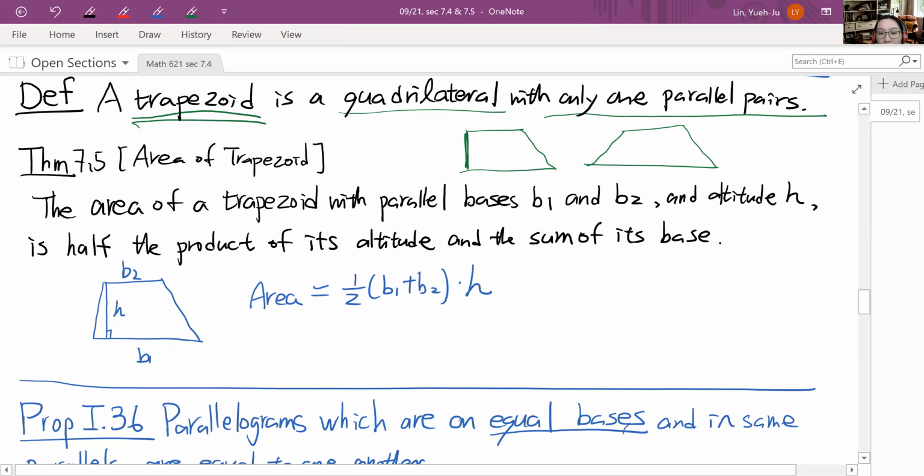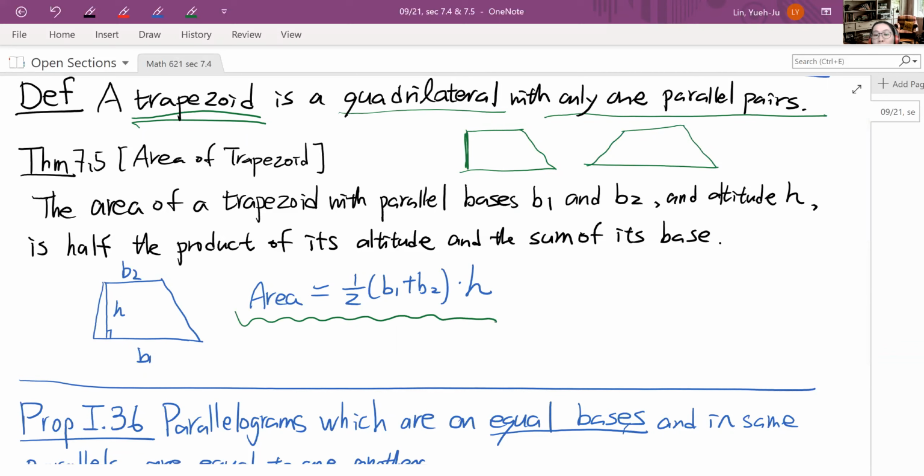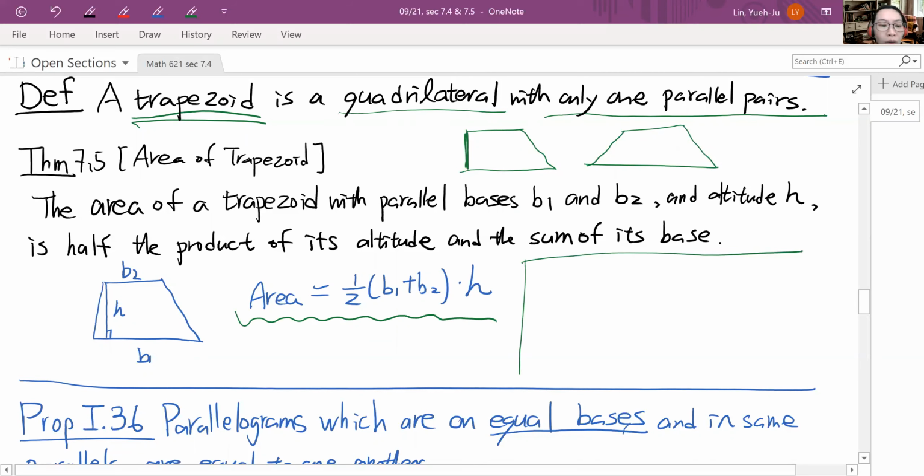So the area of a trapezoid with parallel bases B1 and B2, as I draw in the picture here, and an altitude height h, is half of the product of the altitude and the sum of the bases, meaning the area is 1/2 times (B1 plus B2) times h, okay? And there are several ways to prove this by using existing facts. One way I can imagine is, whatever trapezoid you have, let me just draw a random one, because these two are parallel sides, you extend the parallel lines.